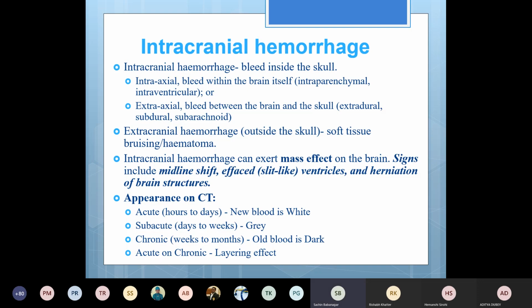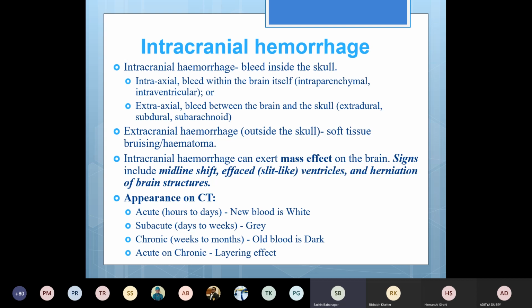So intracranial hemorrhage is basically hemorrhage inside the skull. We basically classify into intraaxial and extraaxial. Intraaxial is when the bleeding happens within the brain, intraparenchymal or intraventricular. And extraaxial is when it is between the brain parenchyma and the skull, like in the meningeal layers. So you have the dura mater, arachnoid mater, and pia mater. So extradural is outside the dura mater, and subarachnoid is underneath the arachnoid mater. So these are the levels where you can have extraaxial bleeding. And extracranial is when you have soft tissue hematoma outside the skull, like a scalp hematoma, all that.